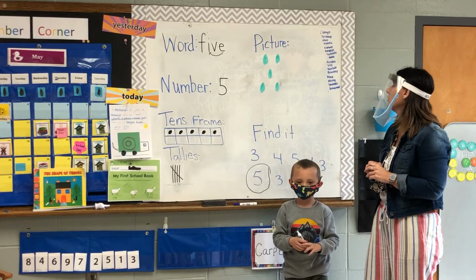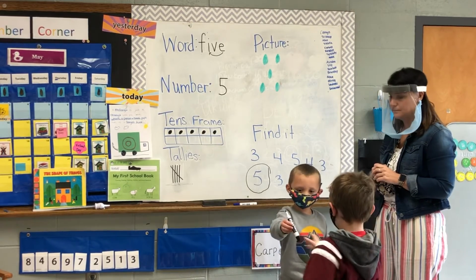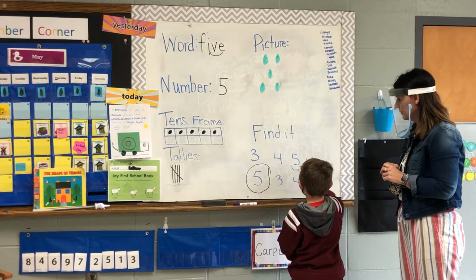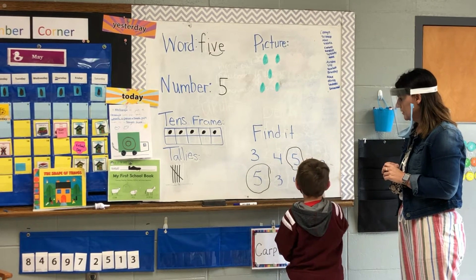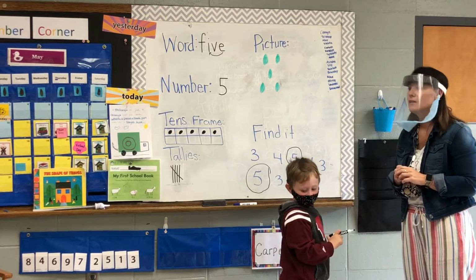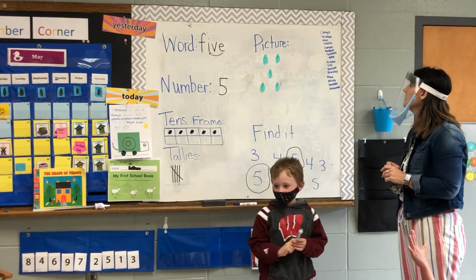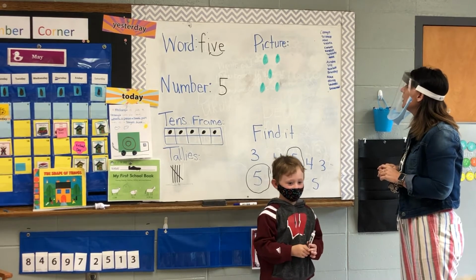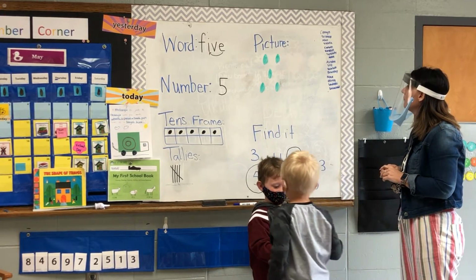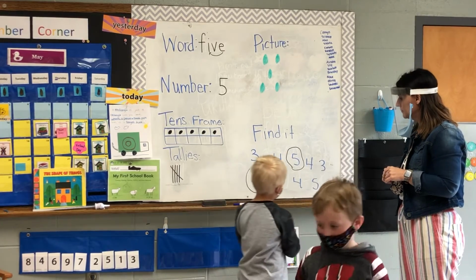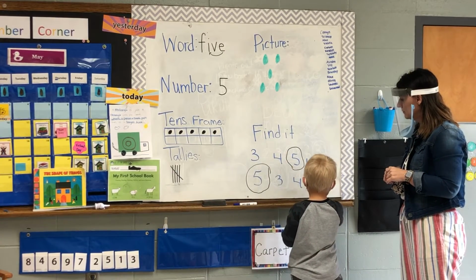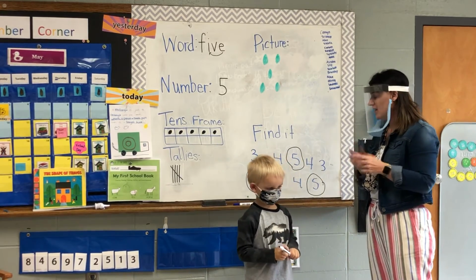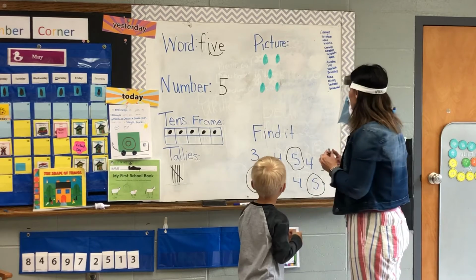Grant, come on up. Good job. Is he right? Yeah. Pick a friend. Mason, have you had a turn? No. Okay, come on up. Nice job. Is he right? Yeah. Do we have any other 5s to find? No. We don't. We're done.